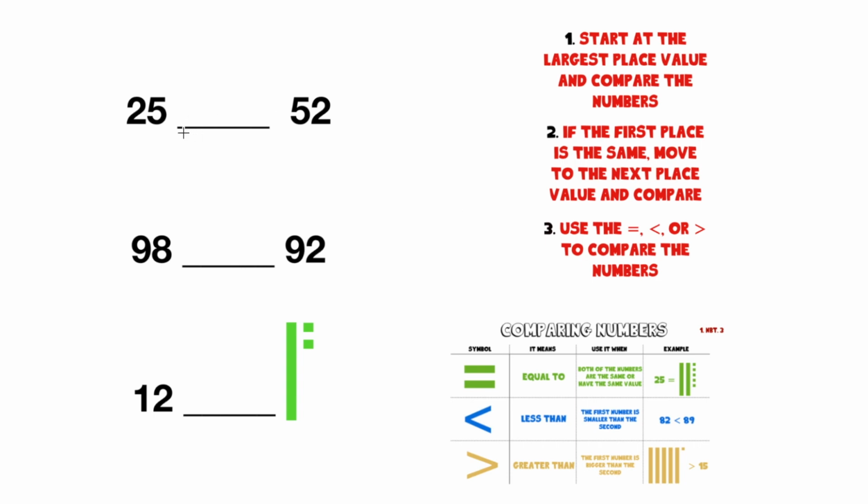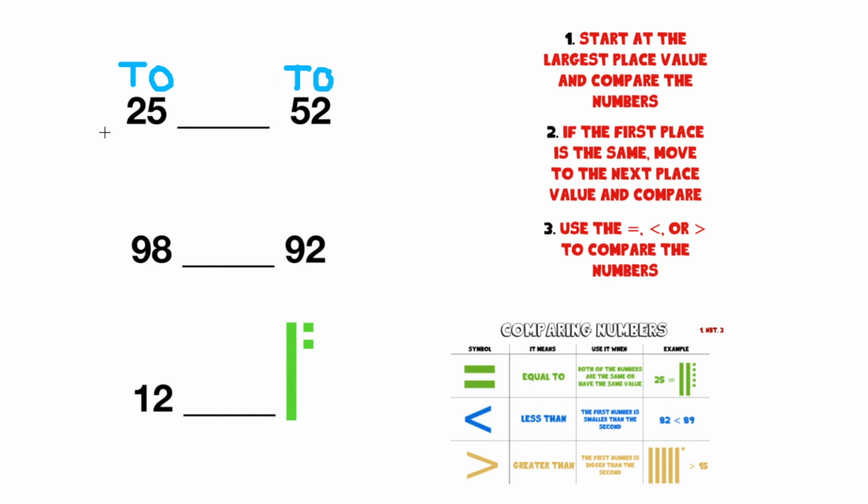So if we begin comparing 25 and 52, and we want to start at the largest place value to compare the numbers, I first want to label the numbers by place value. Since they are both two-digit numbers, I can label them with my T for tens and O for ones. I will do the same thing with 52, T for tens, O for ones.